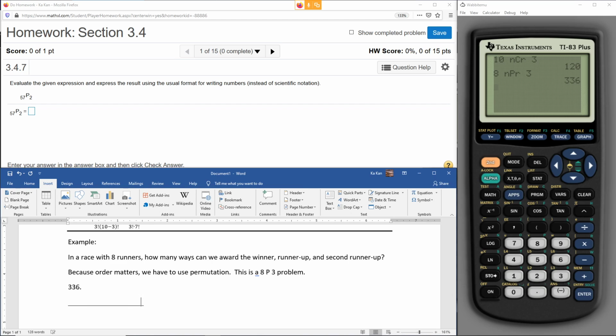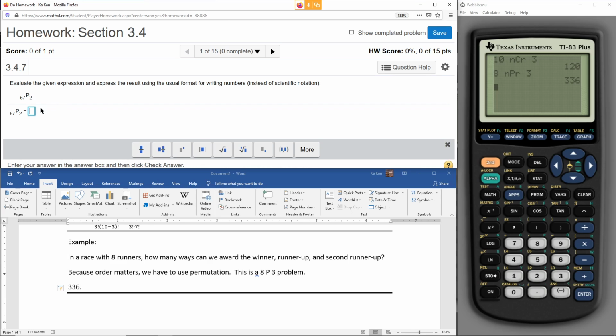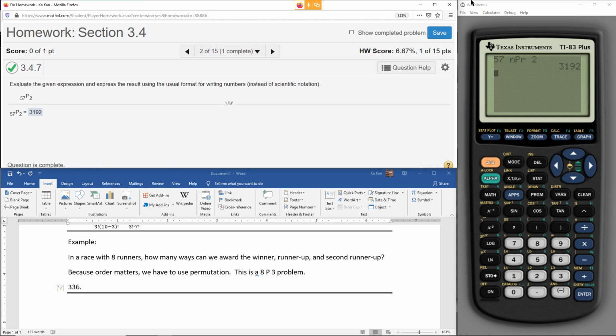So now, let me try to use that to solve some of our homework problems. This one says express the result. I mean, come on, just use this. They want you to solve it, but I wouldn't worry about it. I think they just need you to do 57, math, nPr 2. So that's 3192. So that's all they want. So this is the same thing. We'll just use a calculator.